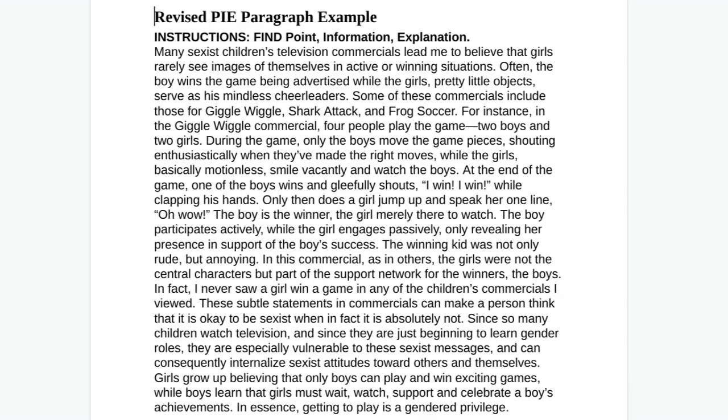So go ahead, highlight what you think is a point, highlight the text you feel is an illustrative example, and highlight the text you feel is analysis or explanation.